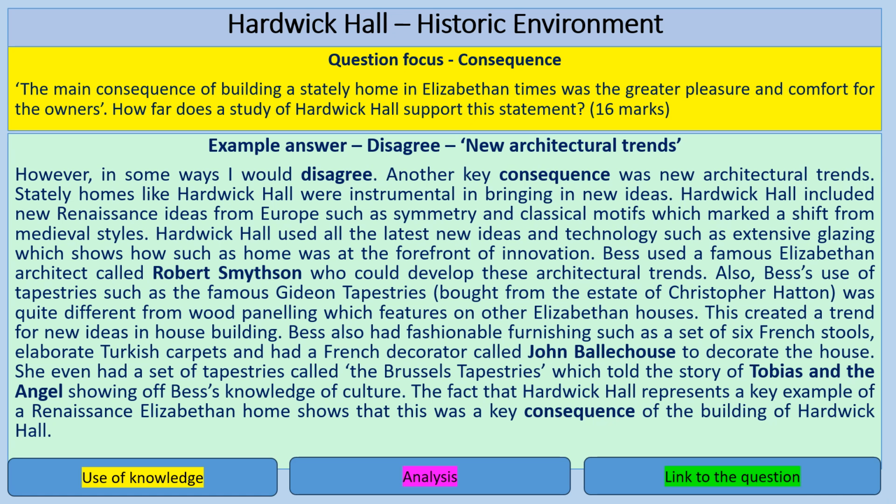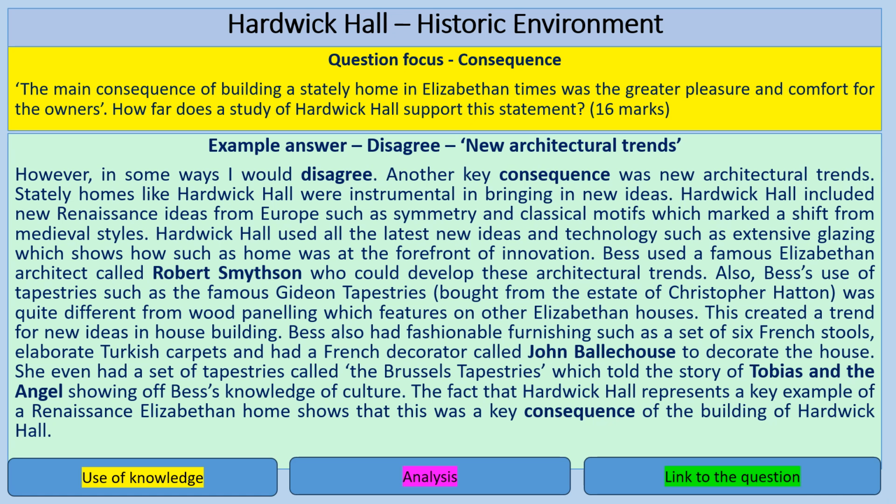Hardwick Hall included new Renaissance ideas from Europe, such as symmetry and classical motifs, which marked a shift from medieval styles. Hardwick Hall used all the latest new ideas and technology, such as extensive glazing, which shows how such a home was at the forefront of innovation. Bess used a famous Elizabethan architect called Robert Smithson who could develop these architectural trends.